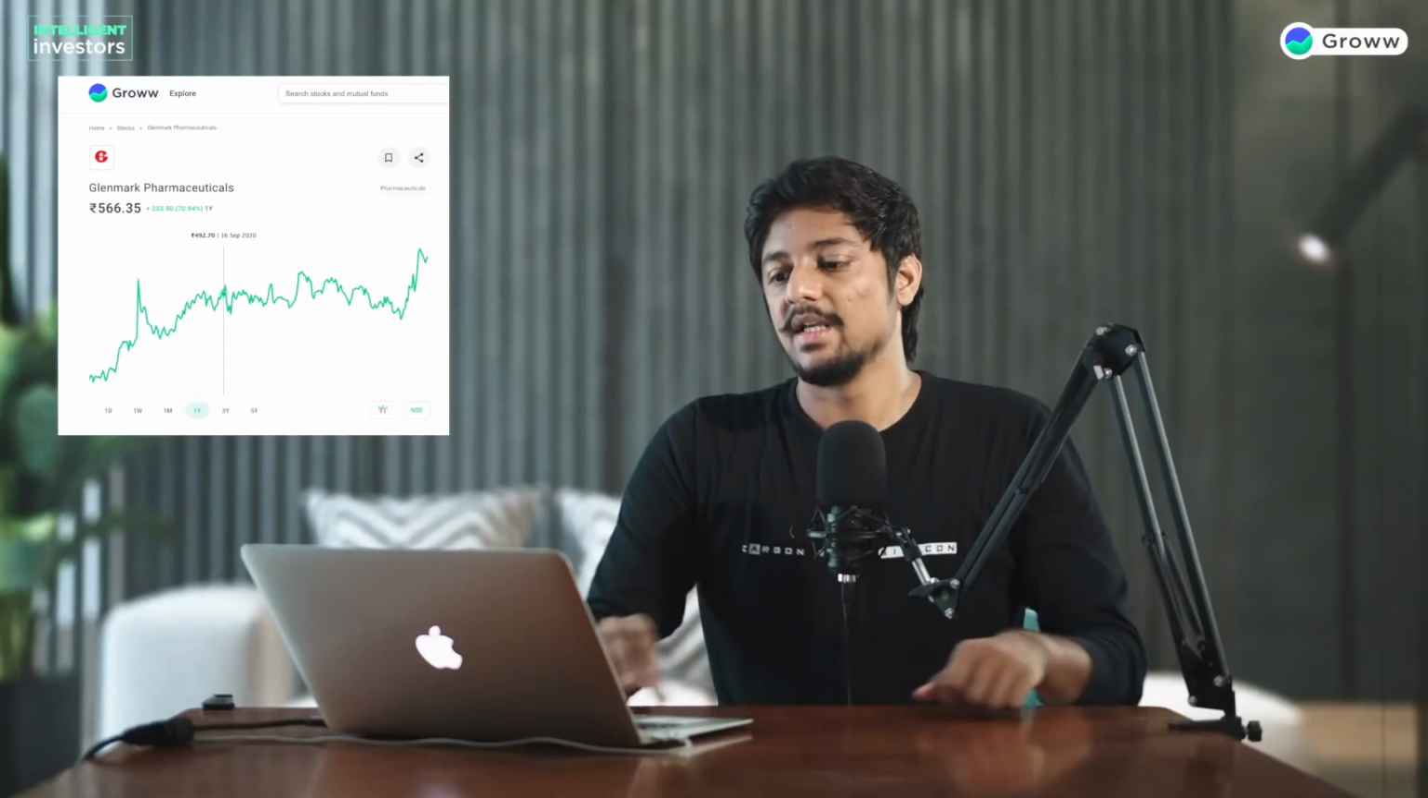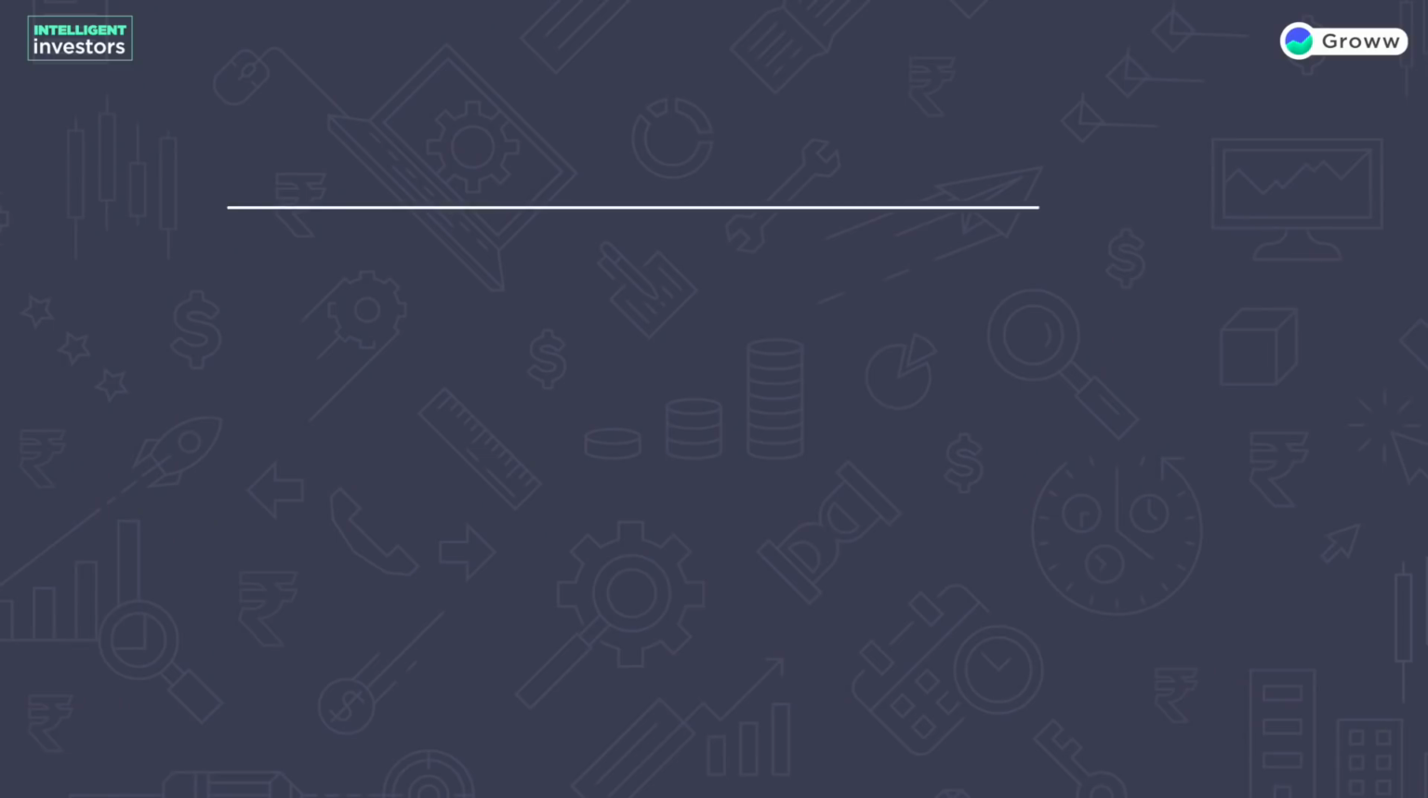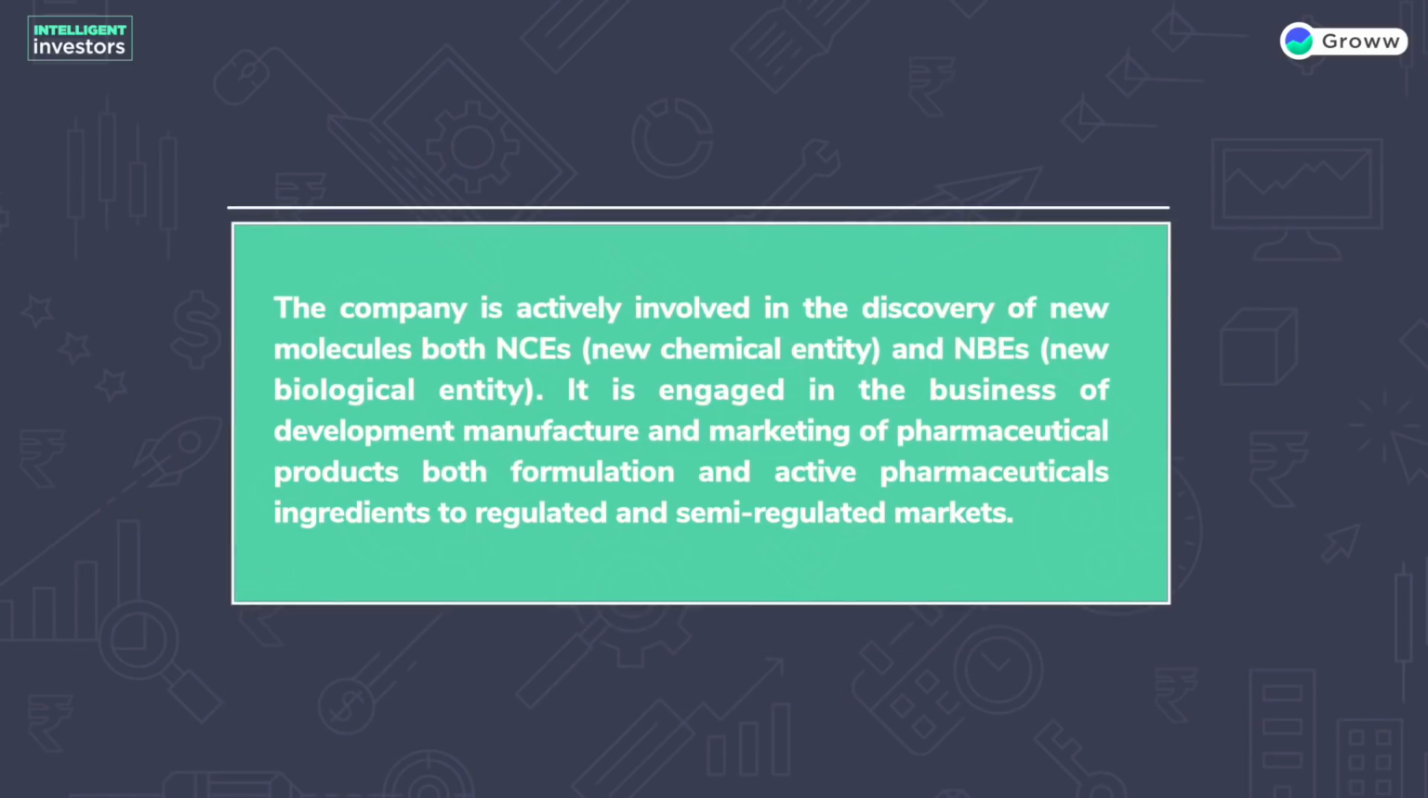Now, the next company that we're going to talk about is Glenmark Pharmaceuticals. Glenmark Pharmaceuticals is actively involved in the discovery of new molecules, both in the NCE, which is new chemical entity, and NBE, which is new biological entity. This company is actively involved in manufacturing and marketing in both the API segment and the formulation segment. They usually run and are active in both the semi-regulated and the regulated market as well.